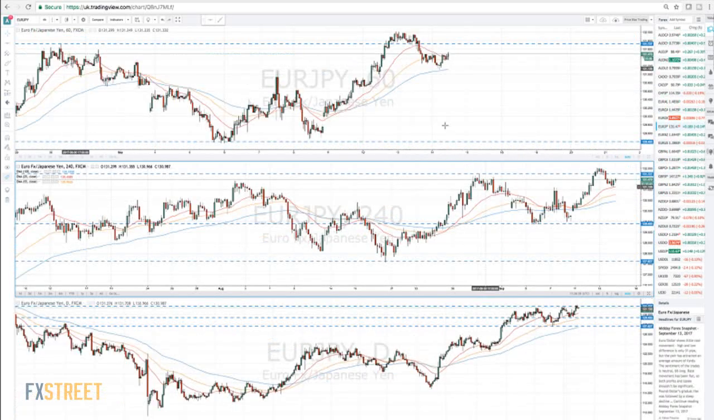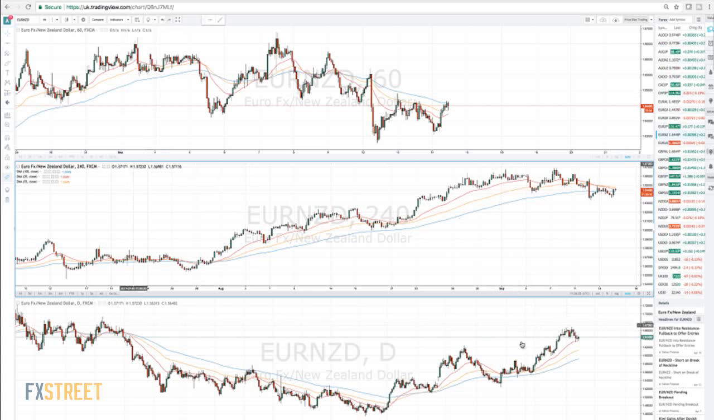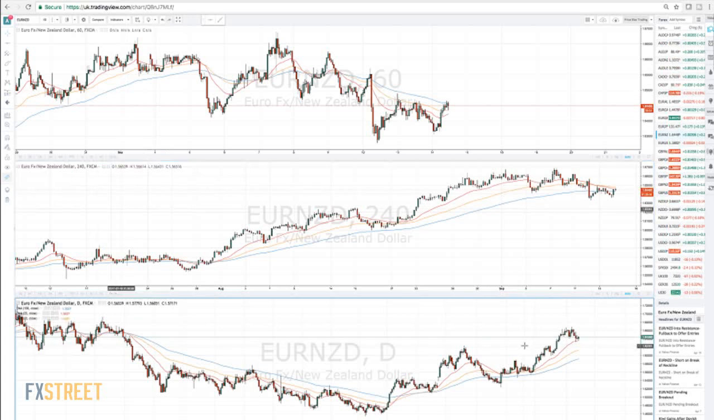EuroYen is moving higher, but there's no real opportunity right now, so we'll skip that for the moment. EuroNewZealand is moving higher, but we need to wait for it to come to a decent level, which I think is the 1.6235.